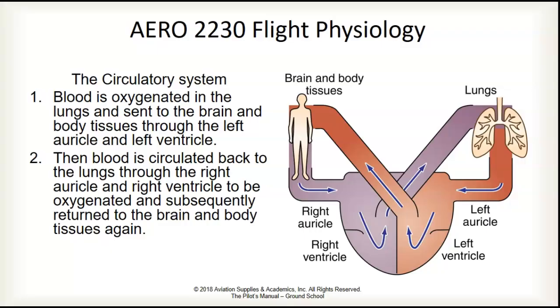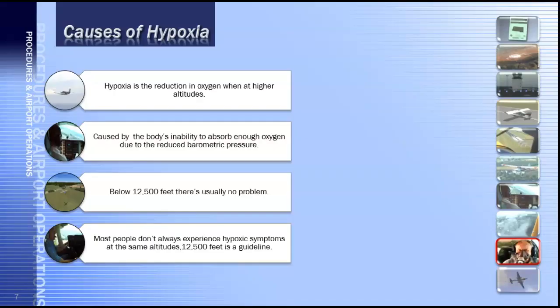So the process in the circulatory system starts with the blood being oxygenated in the lungs and sent to the brain and other body tissues through the left auricle and left ventricle of the heart. The blood is then circulated back to the lungs through the right auricle and the right ventricle to be oxygenated and subsequently returned to the brain and the body tissues once again.